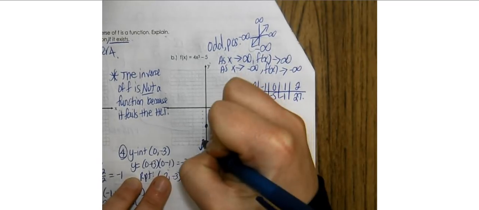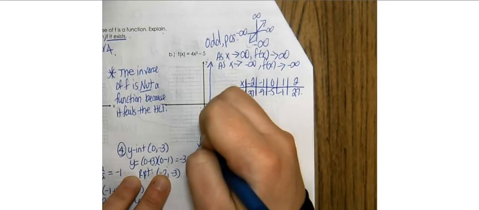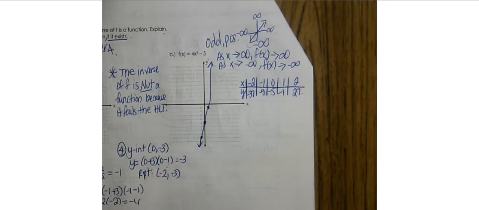So here's (-1, -9). Then I'm going to plot (0, -5). And (1, -1). And (2, 27) I can't plot. So it's going to be kind of like a really elongated line looking thing.